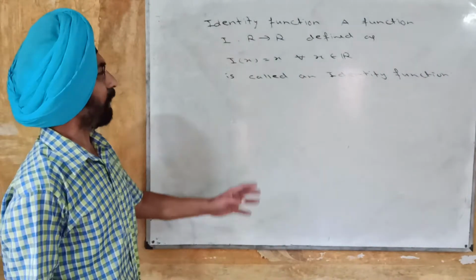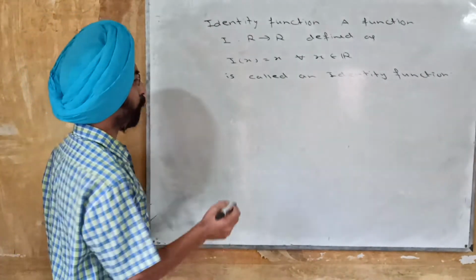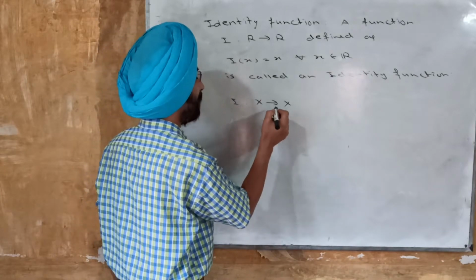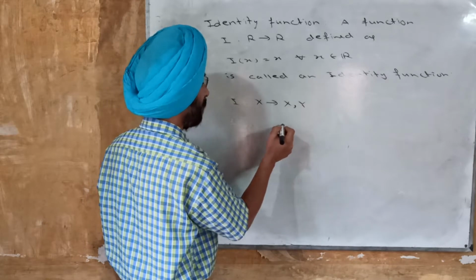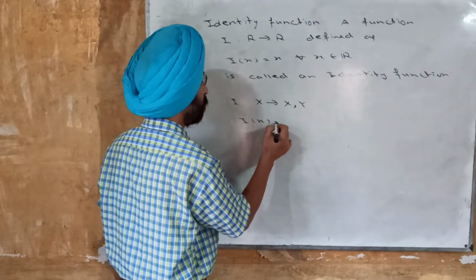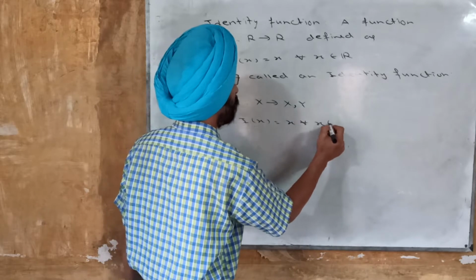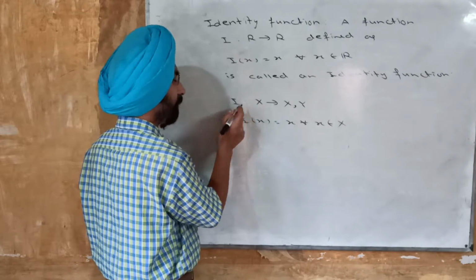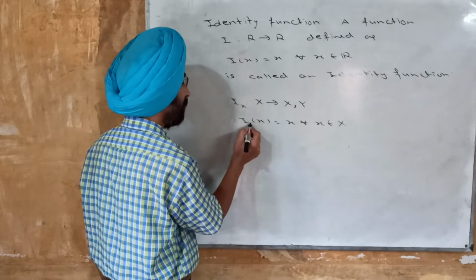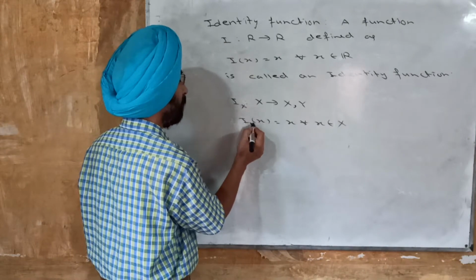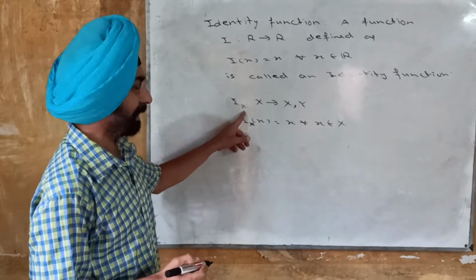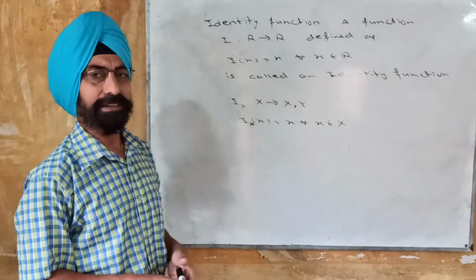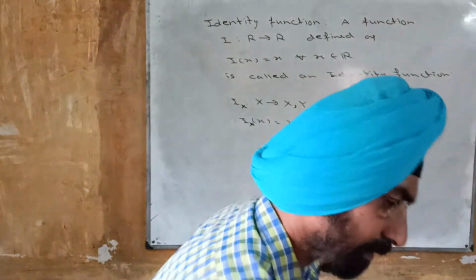Sometimes the domain of the identity function is not R. Suppose I is an identity function from a set X to the set X, or you can say any other set Y, defined as I of x is equal to x for every x belonging to the set X. And in such a case we replace I by the symbol I_X, or I capital X, which denotes that I_X is the identity function with domain set as X. So this is the definition of the identity function.